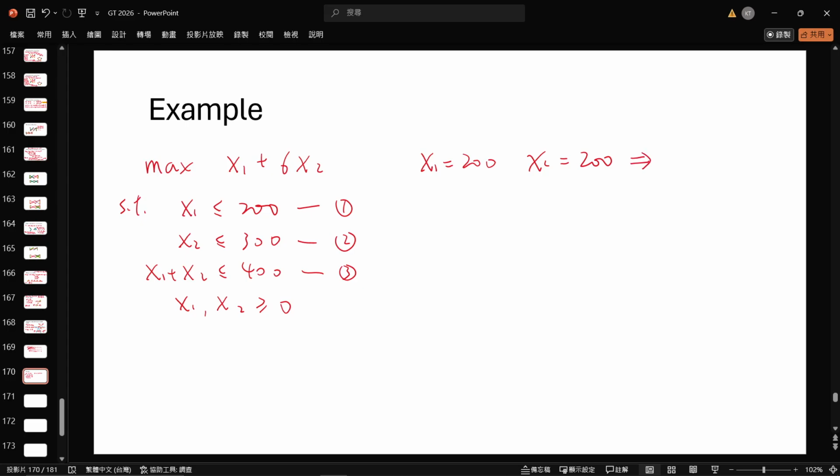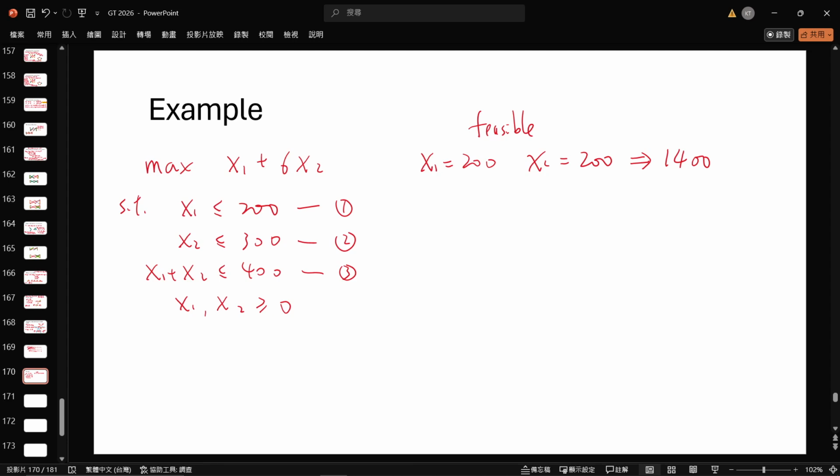All right, so we said that this is a feasible solution, because it satisfies every constraint here. But this is our goal, so let's check, let's count. So x1 plus 6x2, in this case, will be 1400. So this is our first guess.